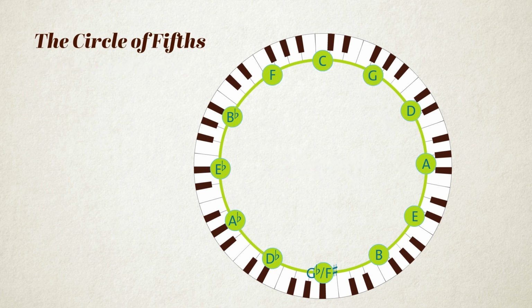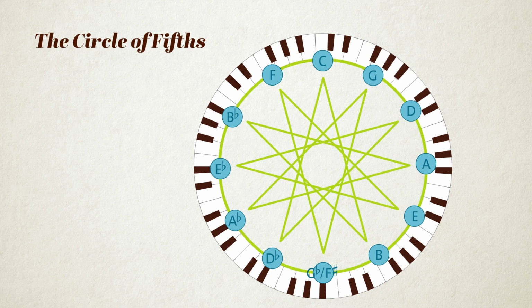To finish up, here are a few simple geometric patterns. Plotting a square on the circle of fifths will give you a diminished chord. An equilateral triangle gives you an augmented triad. And this is how a chromatic scale looks.